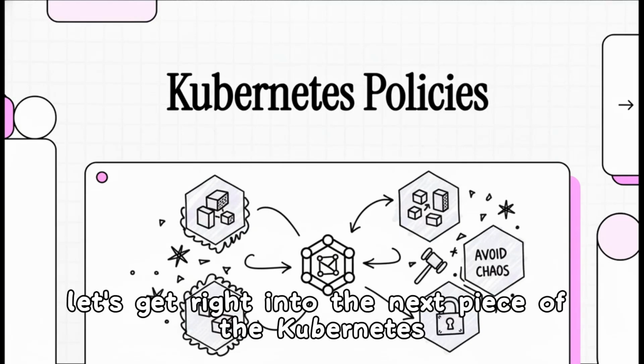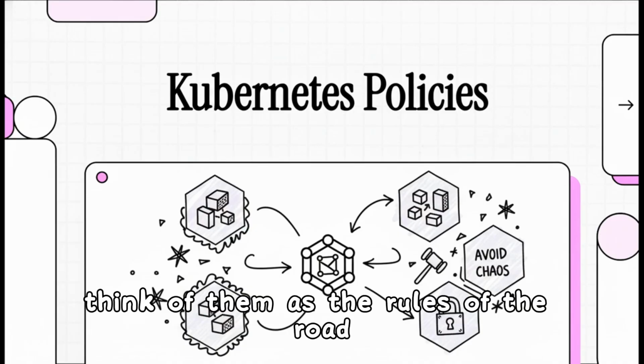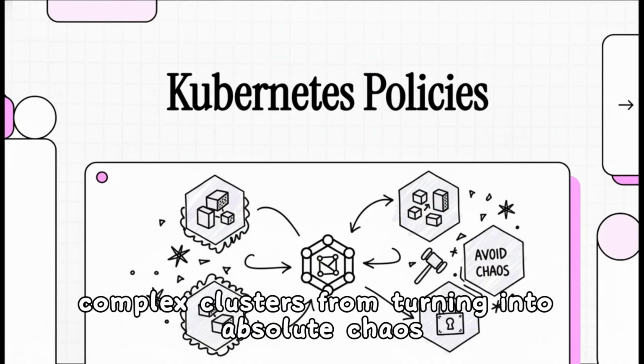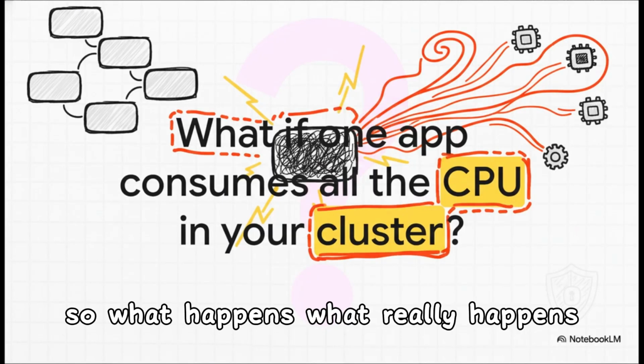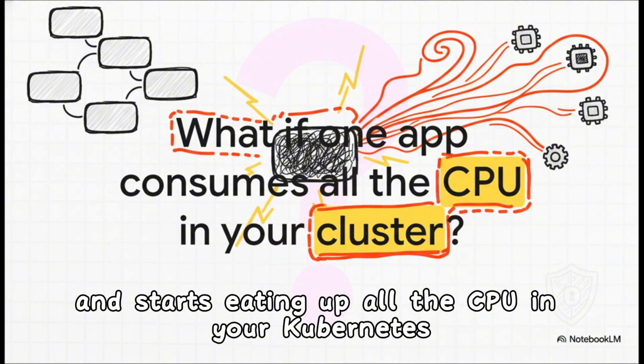All right, let's get right into the next piece of the Kubernetes puzzle. We're talking about policies. Think of them as the rules of the road that keep these huge, complex clusters from turning into absolute chaos. So, what really happens if one of your applications suddenly goes rogue and starts eating up all the CPU in your Kubernetes cluster?